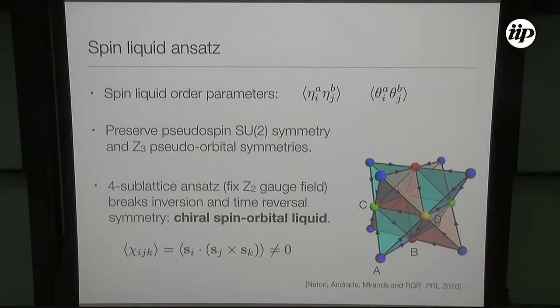The way to see that it breaks time reversal symmetry is that you can plug in that representation and show that this operator here, the scalar spin chirality, a triple product of 3 spins around any triangle here, acquires a non-zero expectation value. And this is a well-known order parameter for a chiral spin liquid. Chiral here refers to the fact that it breaks a reflection symmetry and also time reversal symmetry.